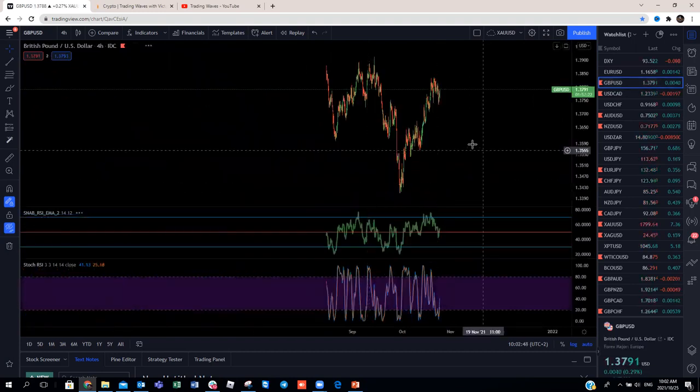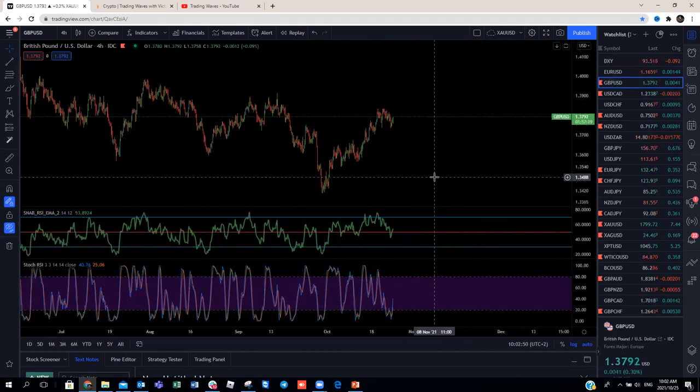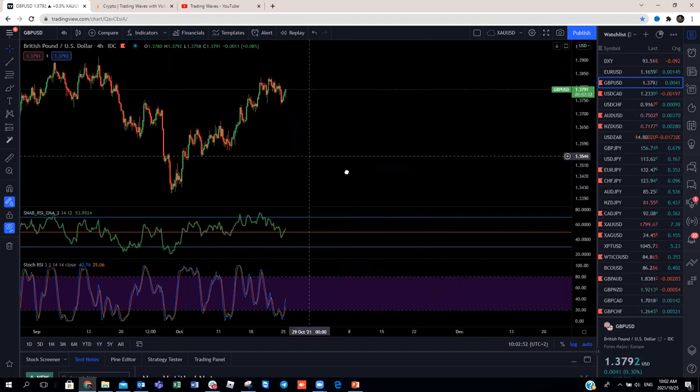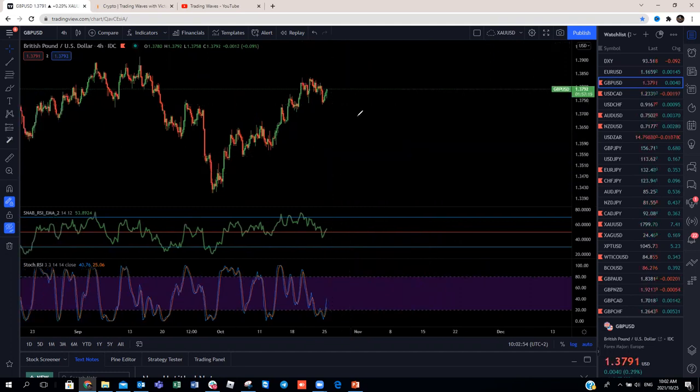Pound US dollar, we looked for this to just pull back and expected continuation to the upside because of the expected US dollar index weakness. So this looks like a 3-wave flat correction here, and we are looking for continuation to the upside on pound US dollar, continuation to the upside.